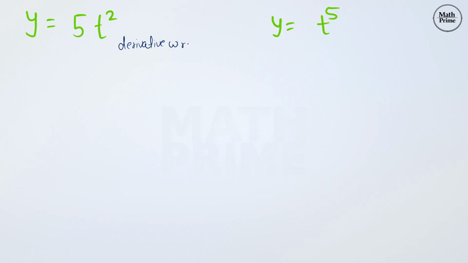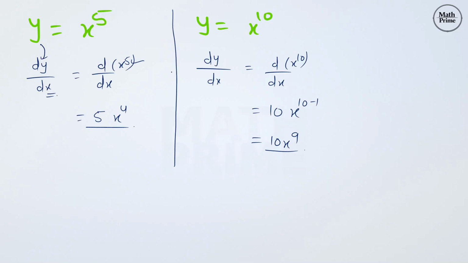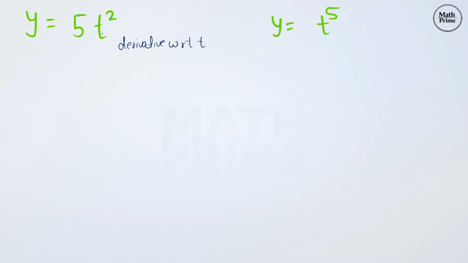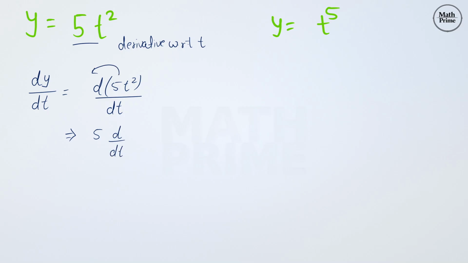Now we have to find the derivative with respect to t. Previously we found it with respect to x. Now it is very simple. The derivative of y with respect to t is equal to the derivative of y, which is 5t square, upon dt. 5 comes out because it is a constant, and the derivative of t square is 2 times t, which gives 10t.